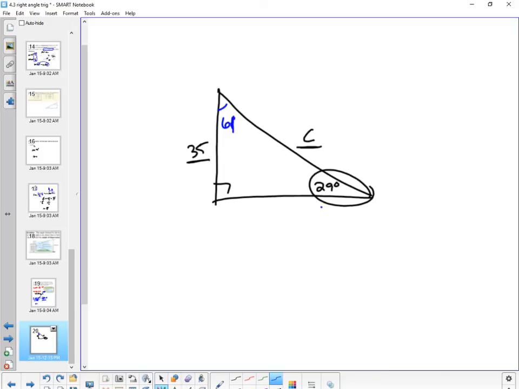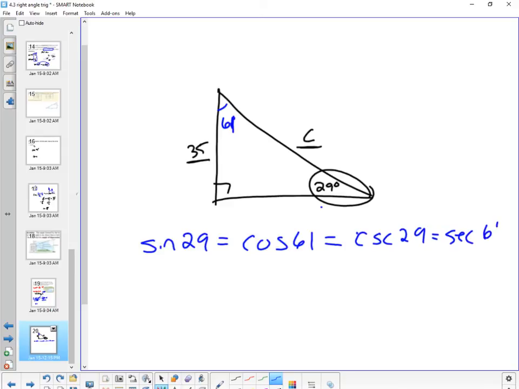I could have done the sine of 29, which is the same as the cosine of 61. I could have also done the cosecant of 29, or the secant of 61. Any one of those would have done it for me. So I really have 4 options, and whichever one you see first, go for it.